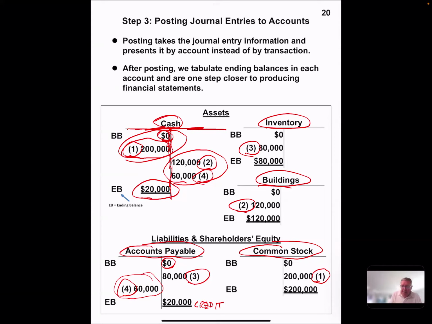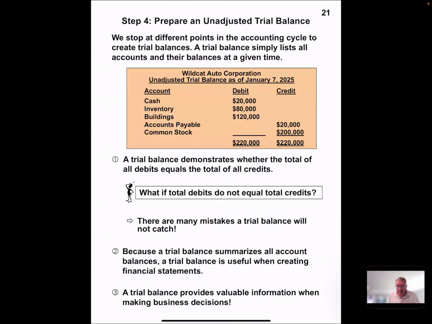So that's step 3. So step 1, again, understand the nature of the transaction that just occurred. Step 2, record it. Step 3, post it. Next step, prepare an unadjusted trial balance. This is not a formal financial statement. The purpose of the unadjusted trial balance is that before we start going too far in the accounting cycle, let's make sure it looks like we're on the right track.